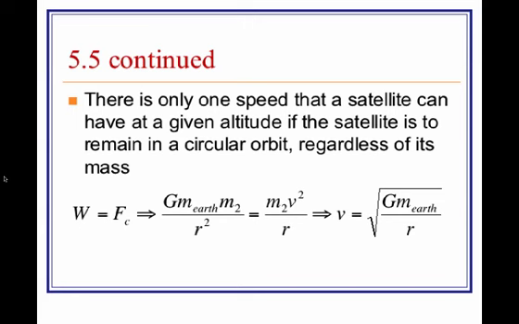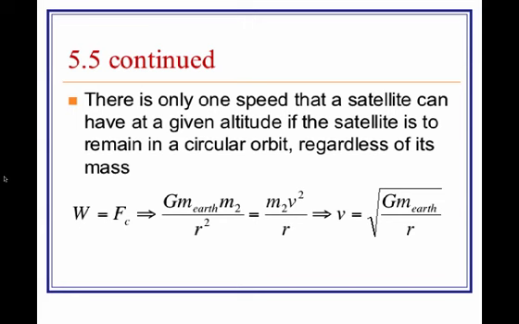The centripetal force acting on a satellite in orbit is due to its weight, or force due to gravity. Because of this, we know that there is only going to be one speed that a satellite at a given altitude can orbit at. So if we were to set our equations equal, the weight is equal to the centripetal force, substituting in our different values.